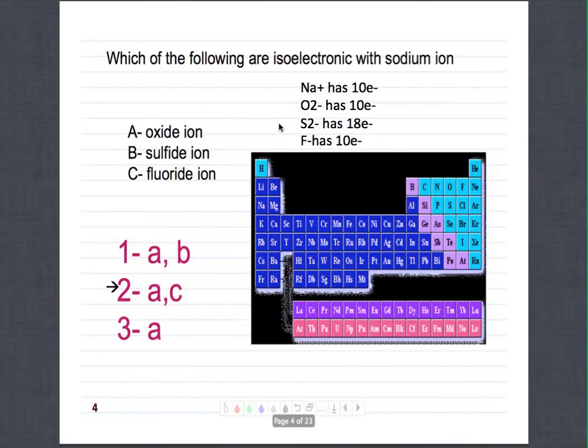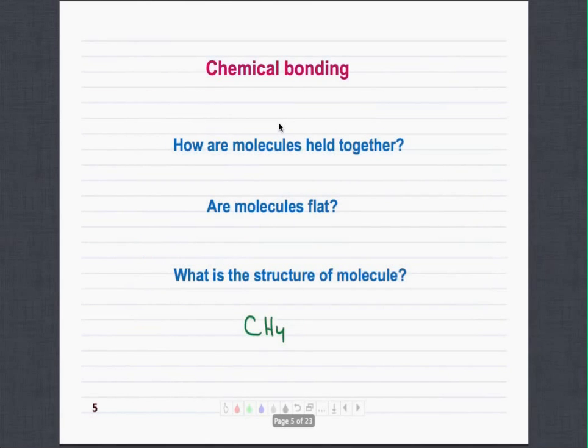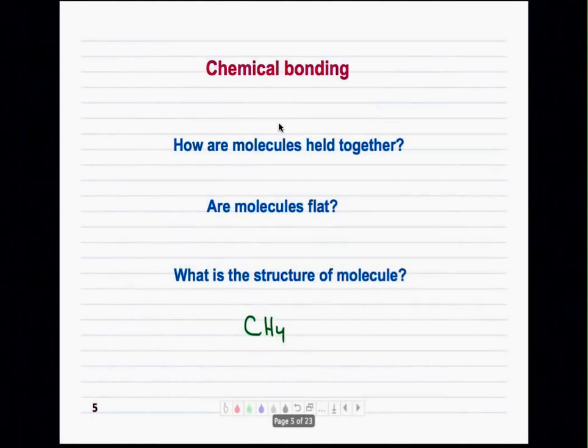Okay, so now this is the end of chapter 7, and we're gonna start with chapter 8. Chapter 8 talks about chemical bonding. We talked before about the atom, the electronic configuration, all these details about the atom. Now we're gonna look at when atoms make bonds, how they bond, and what's gonna happen at this stage when they bond together.